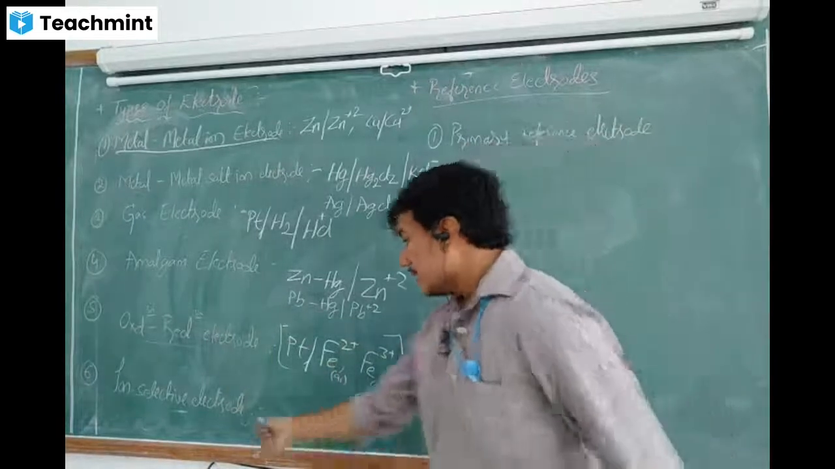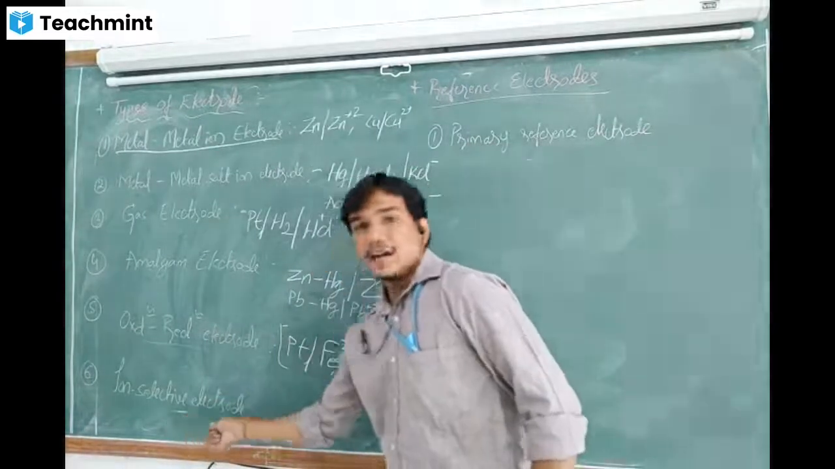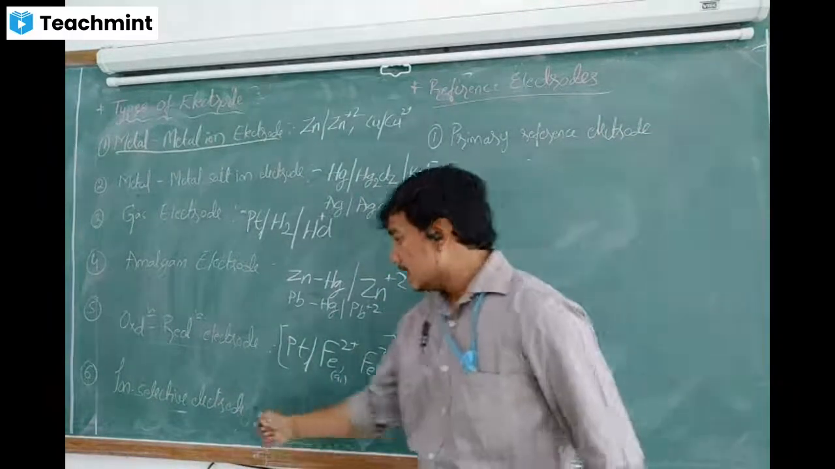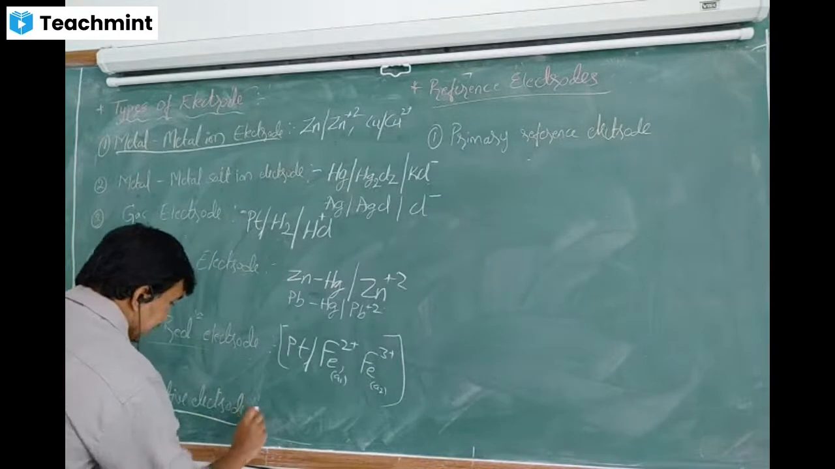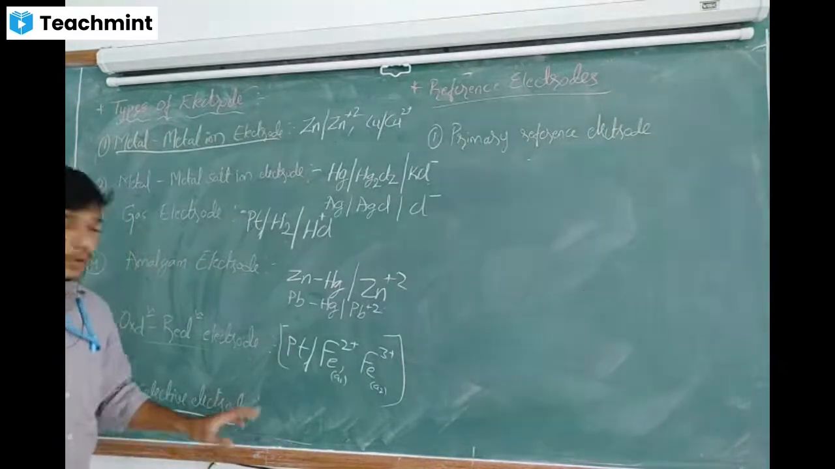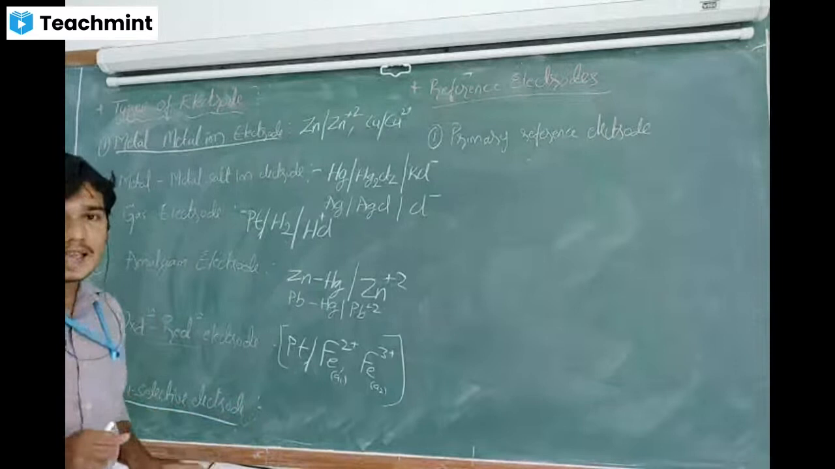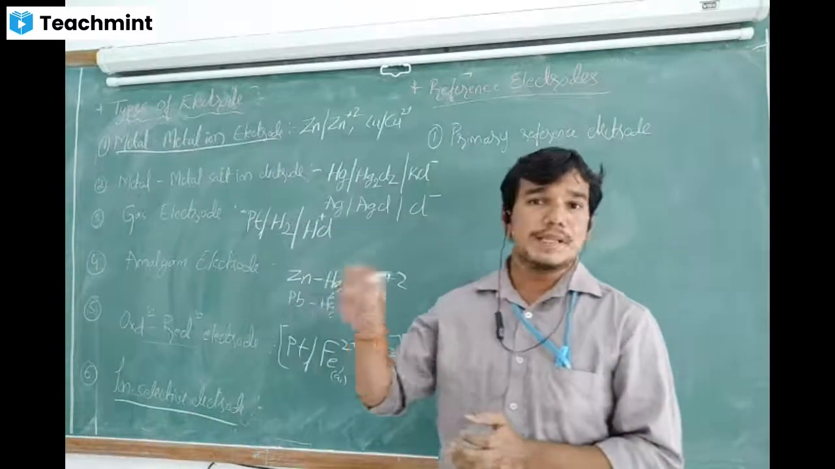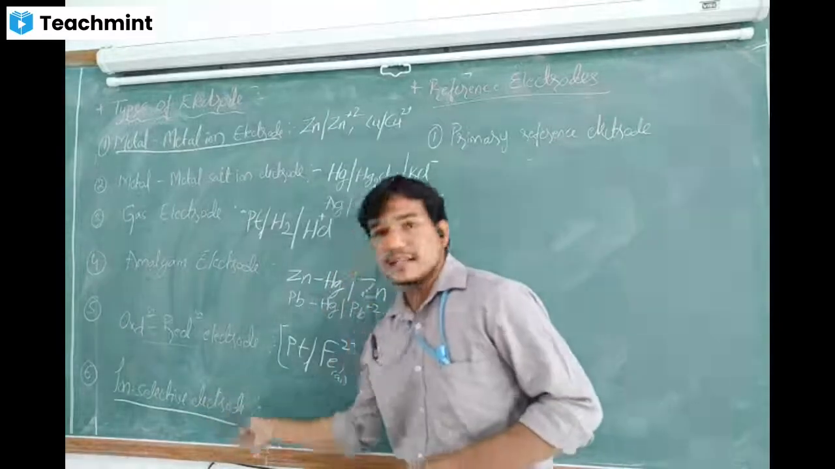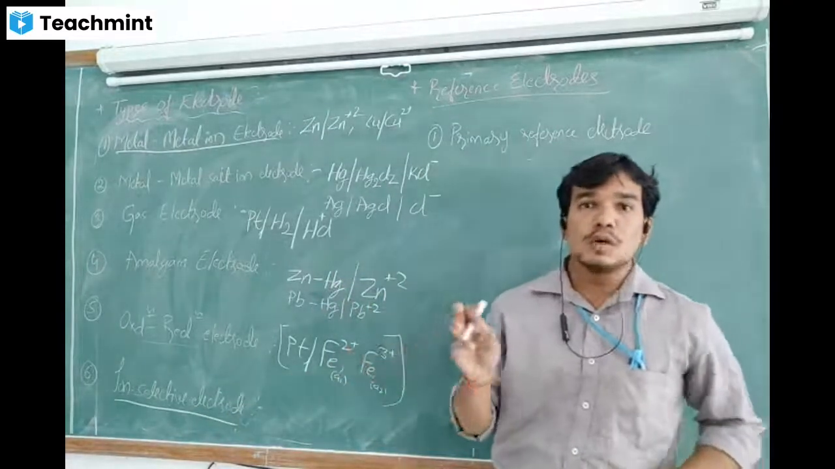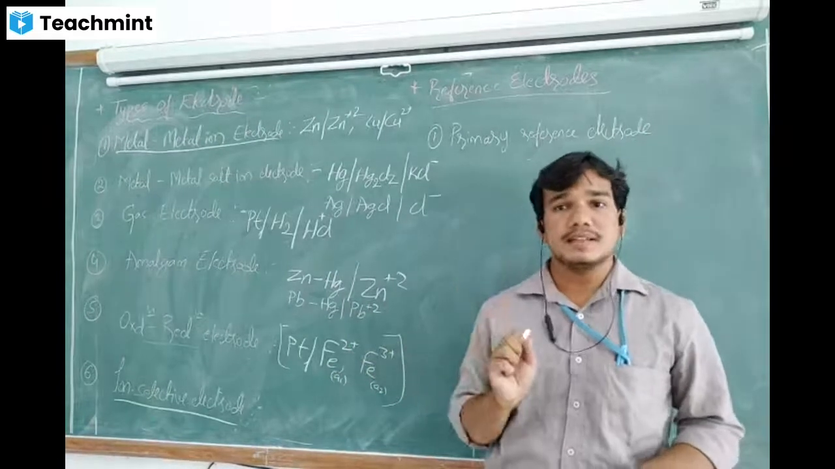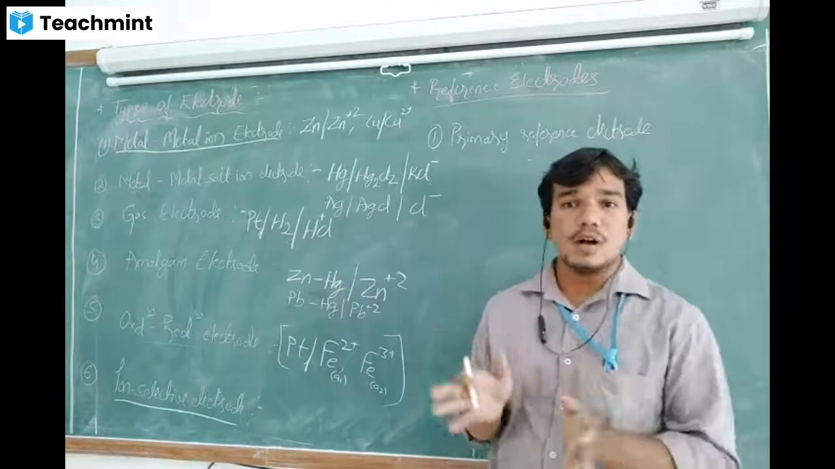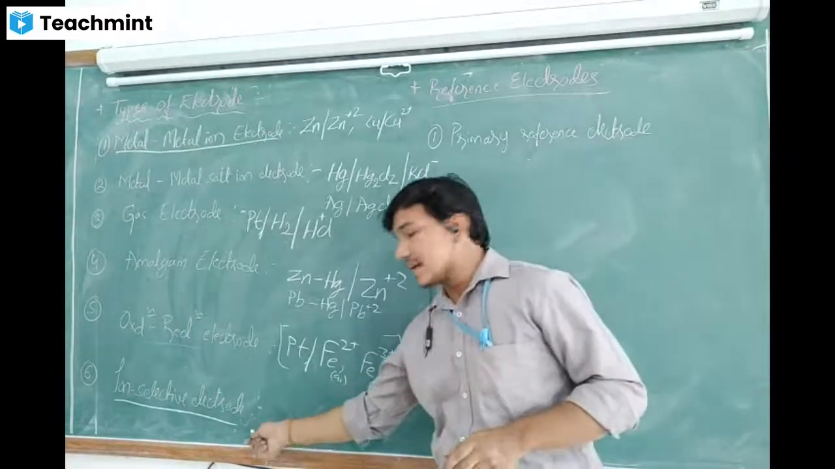And the last type of electrode is the ion selective electrode. As the name itself tells, it is selective for specific ions. If in a mixture I want to know only the H+ ions, we will use this ion selective electrode. It responds only to certain specific ions present in the solution. If I want to know fluoride ions in water, we will use a fluoride ion selective electrode.